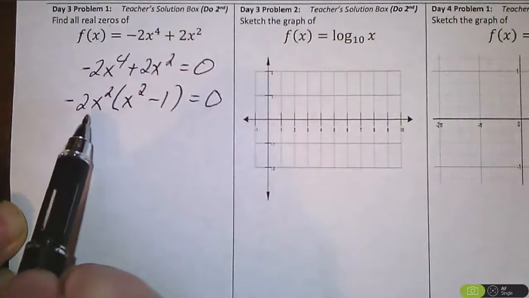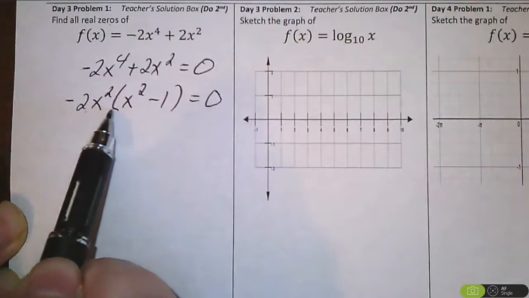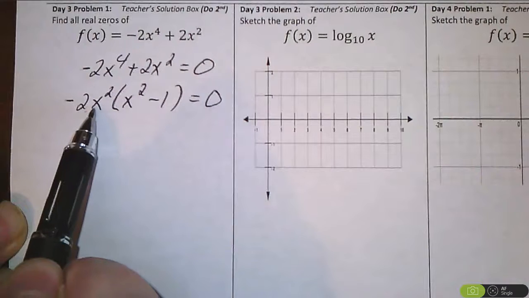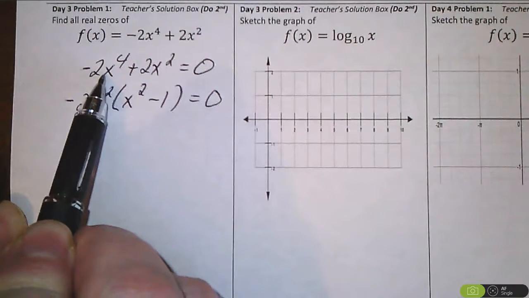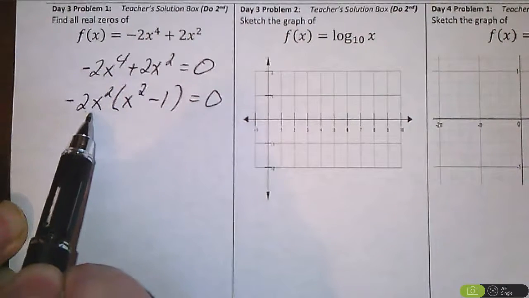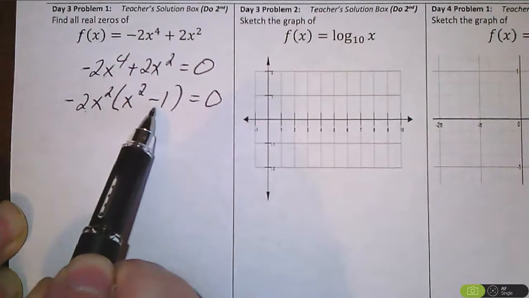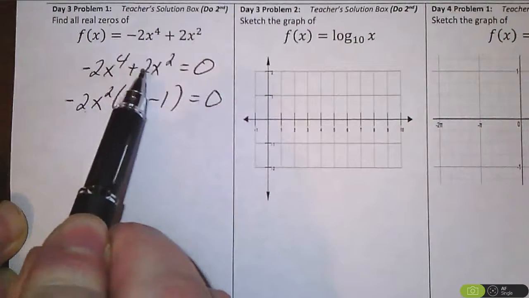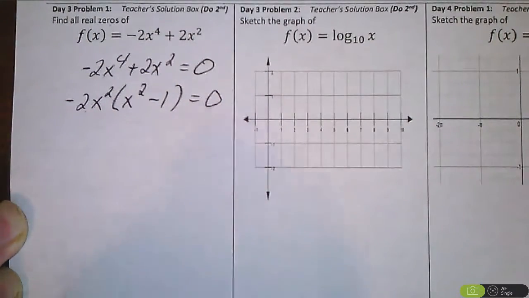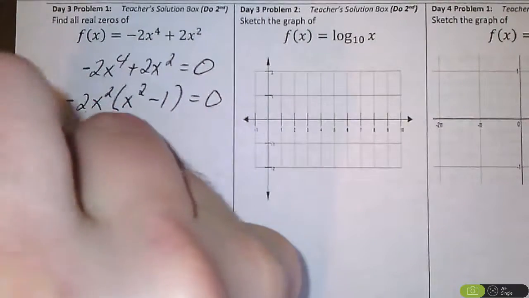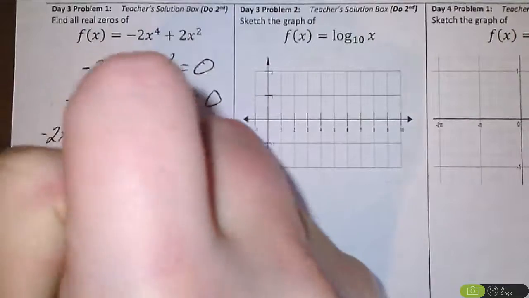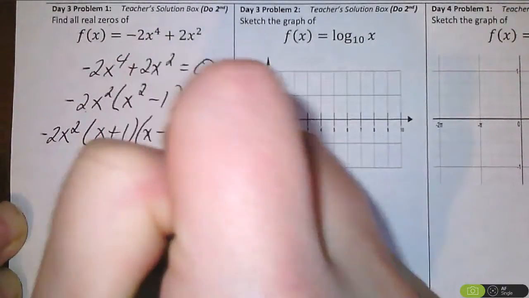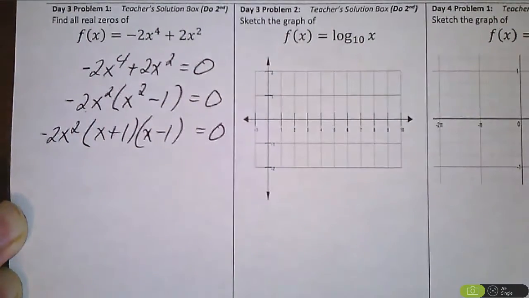If we do a quick check on this with the distributive property, you can see why this is what it is. Negative 2x squared times x squared is the negative 2x to the fourth, and negative 2x squared times negative 1 is the positive 2x squared. This right here is a difference of squares and factors further. So we have our negative 2x squared at the beginning, and we have x plus 1 times x minus 1. And that's all still equal to 0.